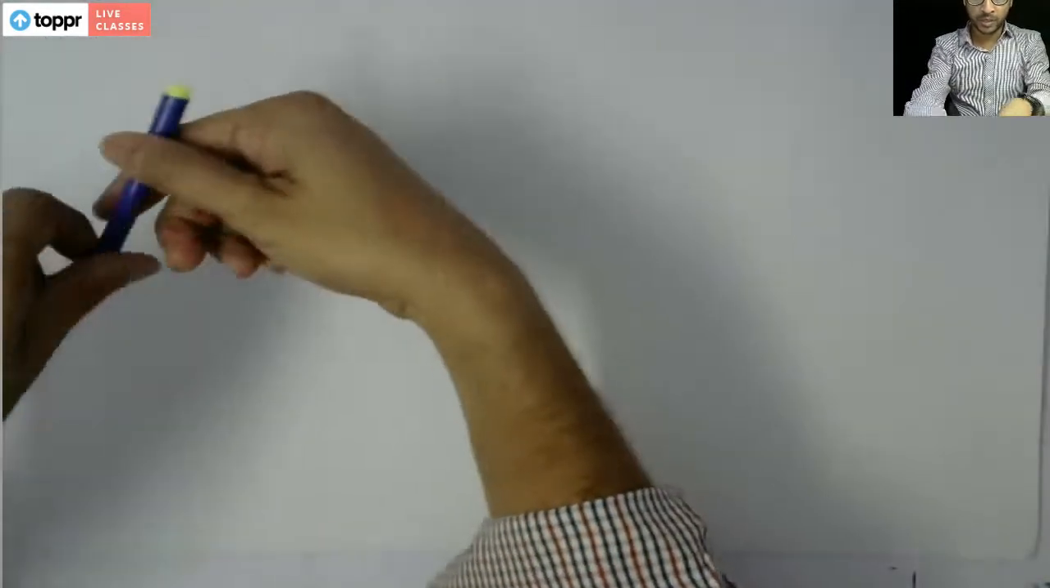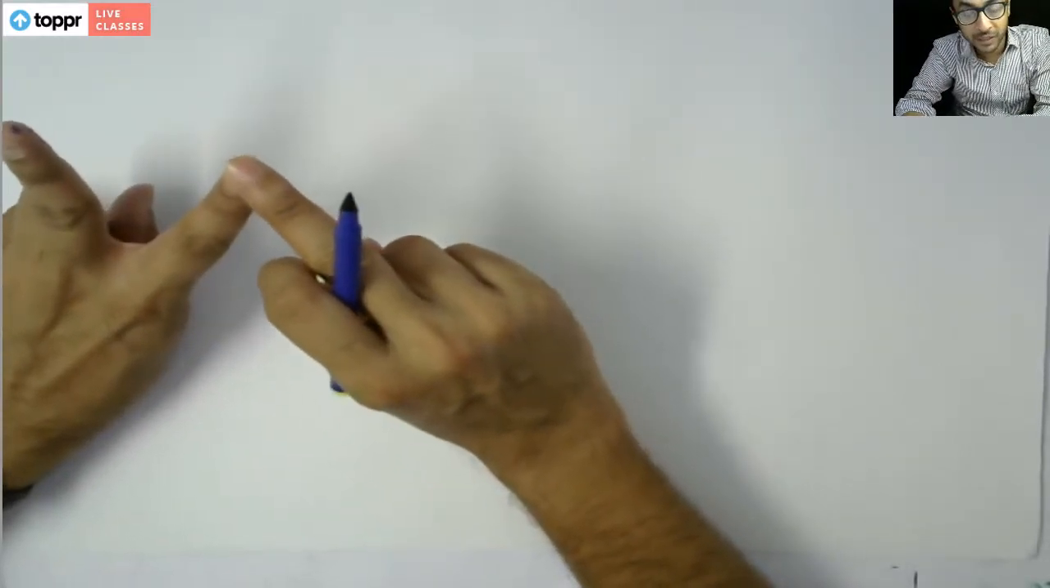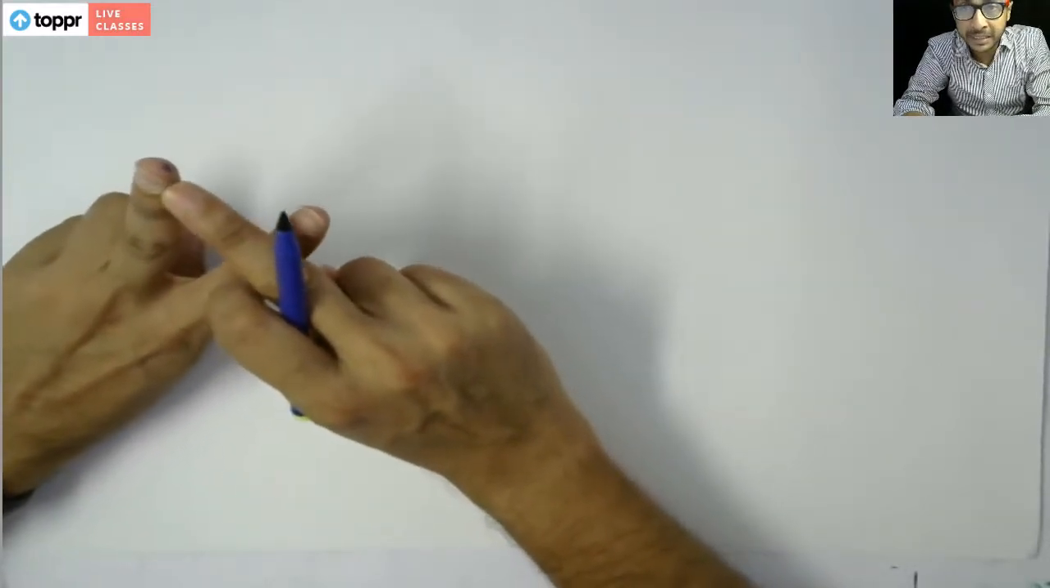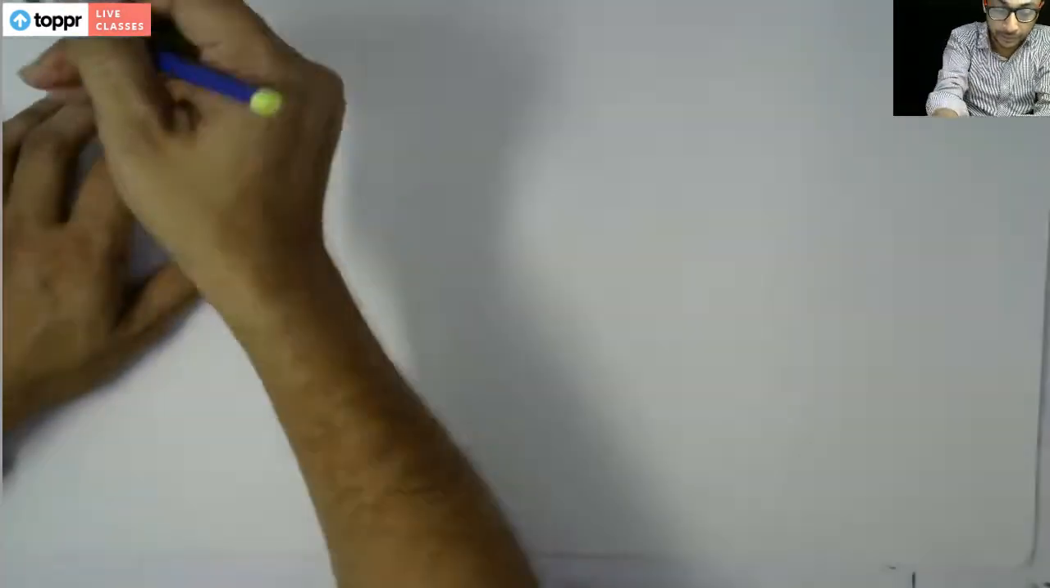Now, so we are done with electrostatic force of attraction and repulsion, and electric field. Now we are coming to electric potential energy.